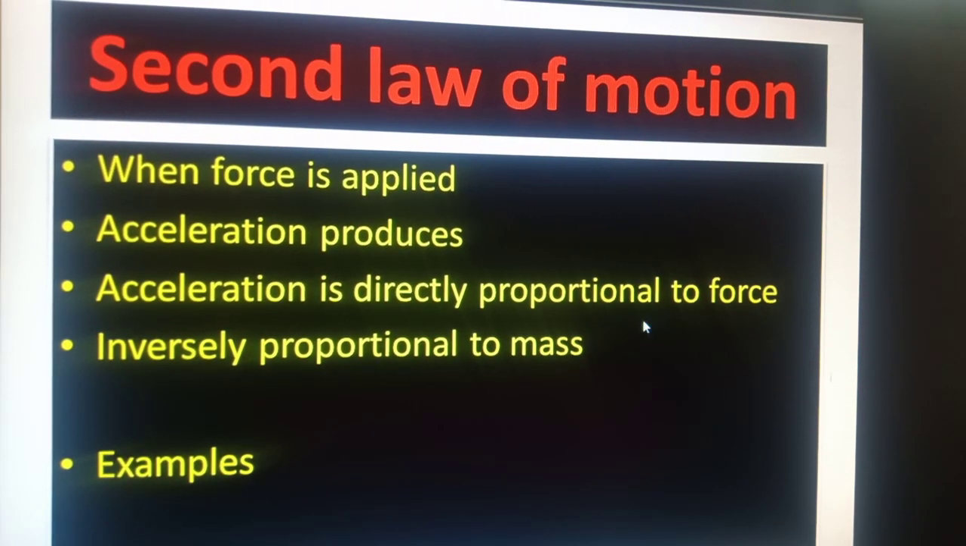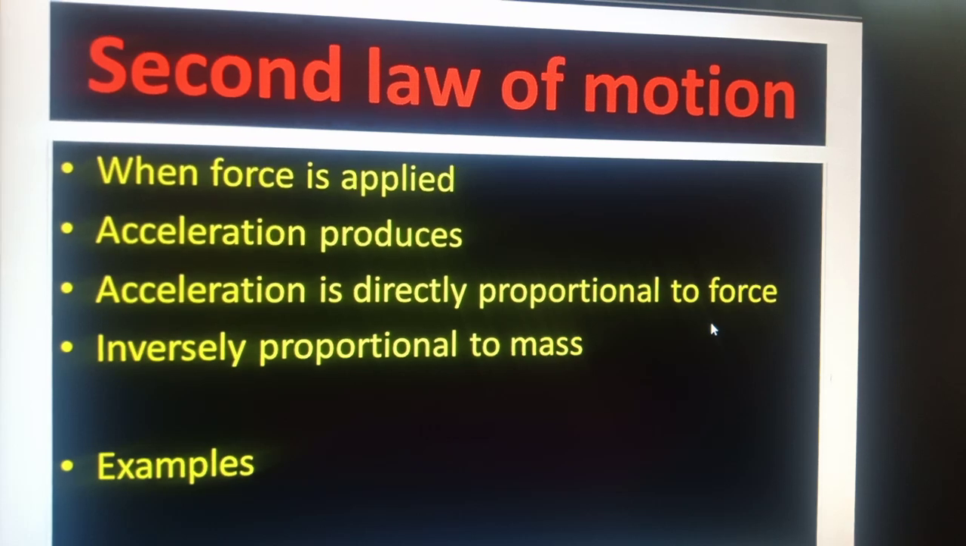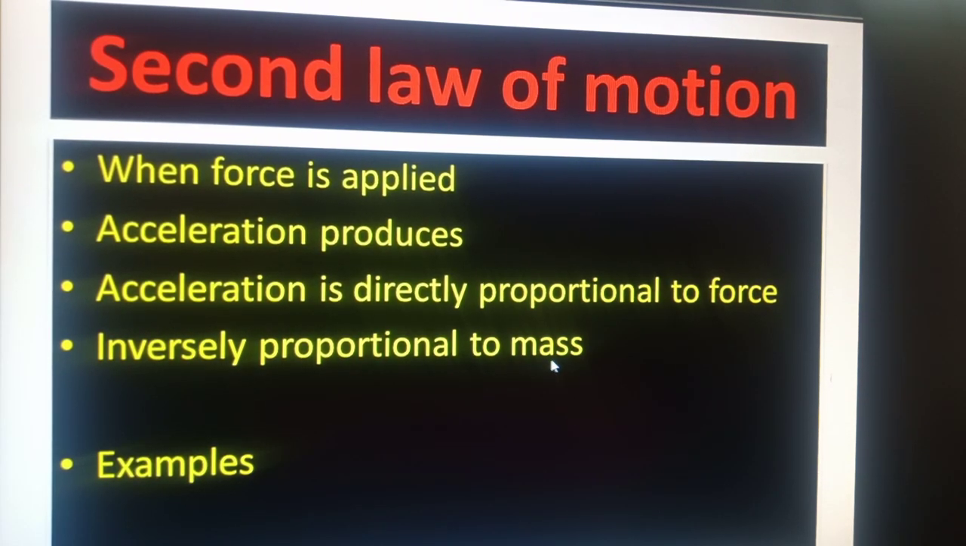What happens when force is applied on a body? What is the effect of force on a body? According to the second law, when force is applied on a body, it produces acceleration in the body. The acceleration produced by this force is directly proportional to the magnitude of this force, and inversely proportional to the mass of the body. It means when we apply force on the body, it will produce acceleration.